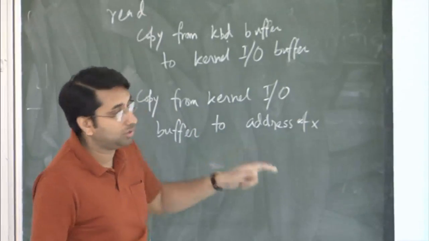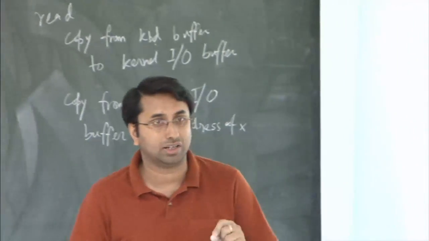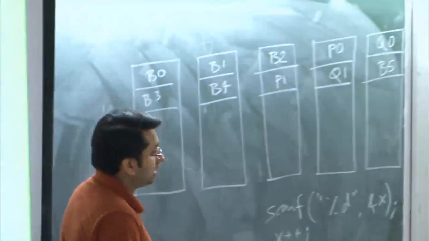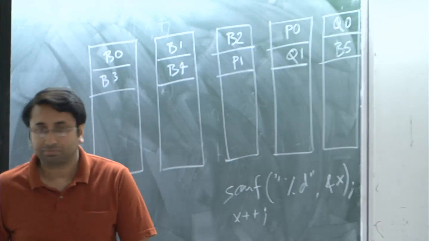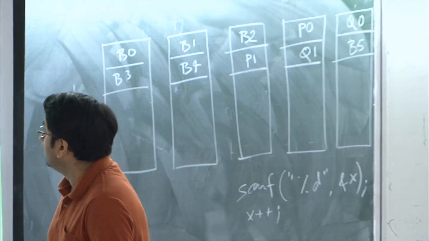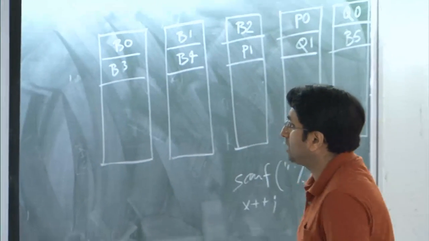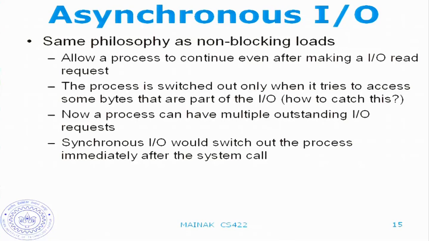So if you wanted asynchronous I/O, the system call handler would also have to interact with the TLB if there is any, so that the TLB miss will happen, and then only the operating system can take the page table. Right. So that's one way of doing it. There could be other ways also. So now the process can have multiple outstanding I/O requests, and synchronous I/O will switch off the process immediately after the system call, as soon as the system call actually happens.